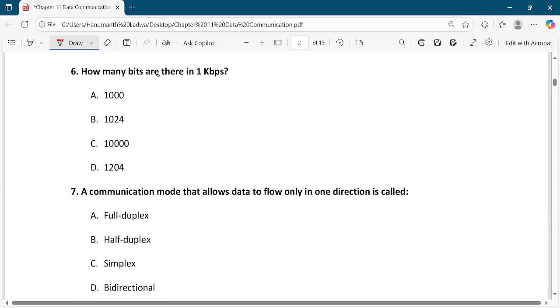Question number 6. How many bits are there in 1 kbps? Kbps means kilobits per second. Option A, 1000. B, 1024. C, 10,000. D, 1204. So here option B, 1024 is the right answer. Question number 7. A communication mode that allows data to flow only in one direction is called option A, full duplex. B, half duplex. C, simplex. D, bidirectional. Here option C, simplex is the right answer.